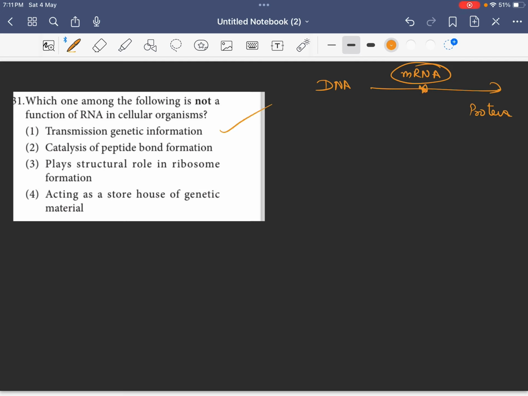So it helps for that. Catalysis of peptide bond formation. Yes, for protein synthesis, it is playing a role, right? Plays a structural role in ribosome formation. True, it's playing a major role. Acting as a storehouse of genetic information is mainly being done by your DNA. So the best option incorrect about your RNA is, of course, your fourth one.